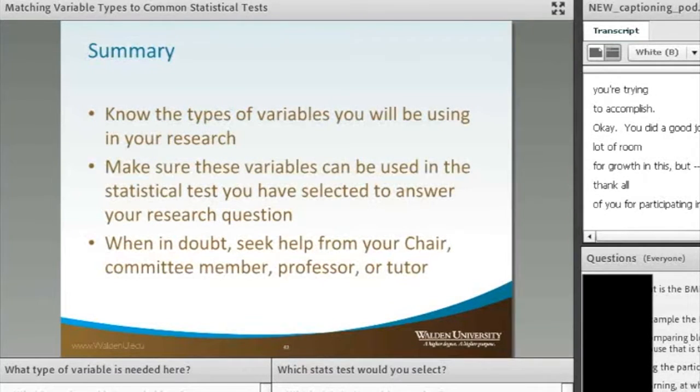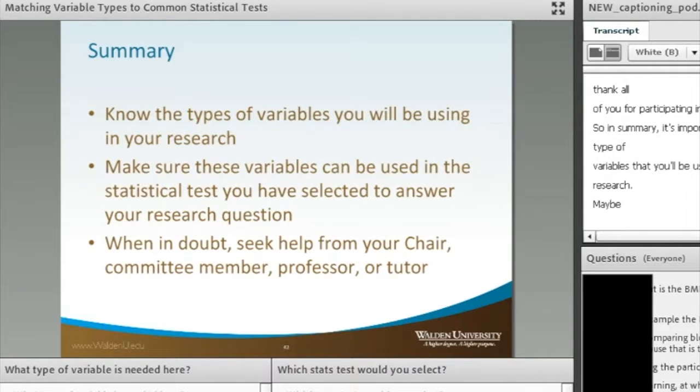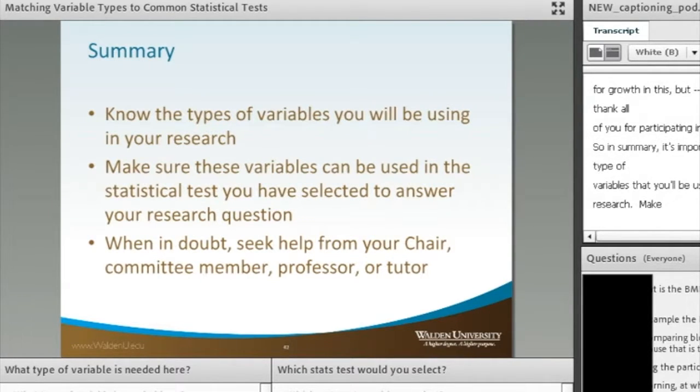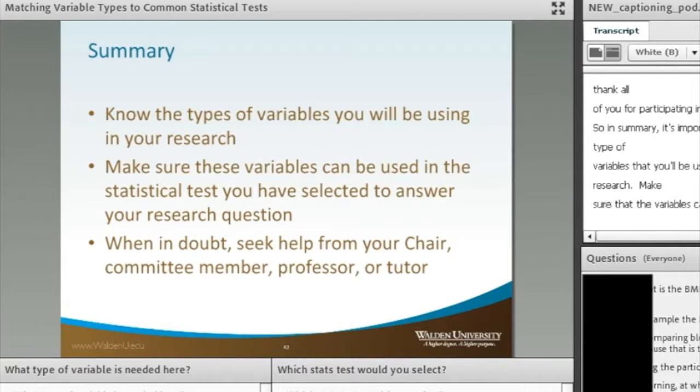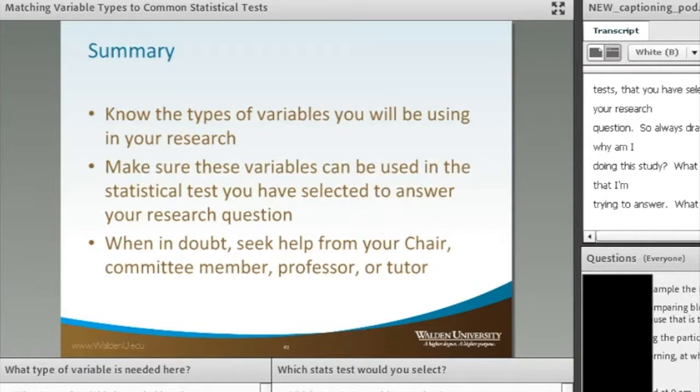Okay, so in summary, it is important to know the type of variables that you'll be using in your research. Make sure that the variables can be used in the statistical tests that you have selected to answer your research questions. So always draw that line back to, why am I doing this study? What are the questions that I'm trying to answer? What is my hypothesis? And then you start selecting variables and tests.